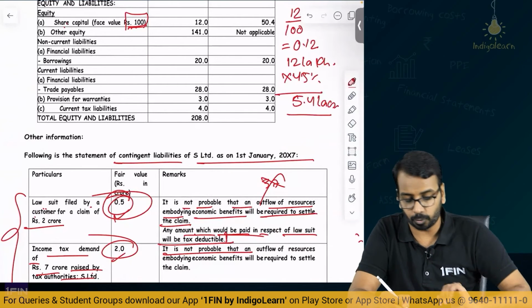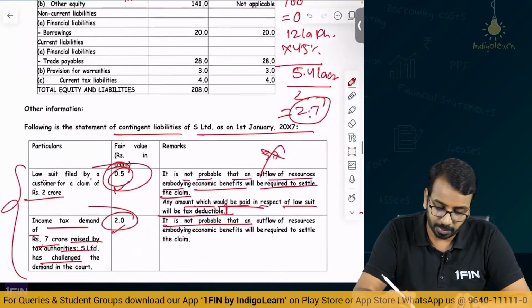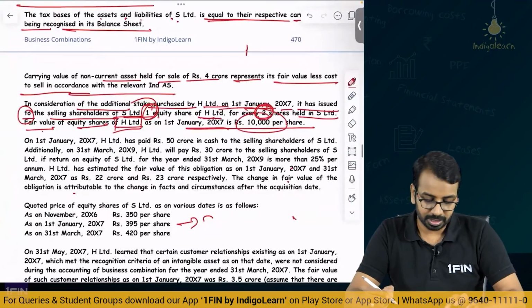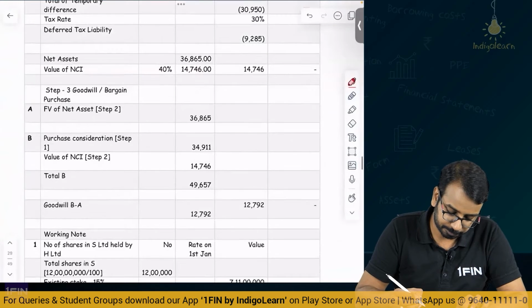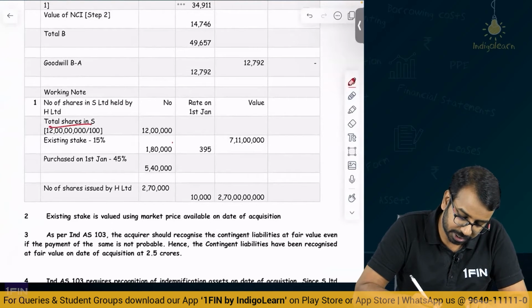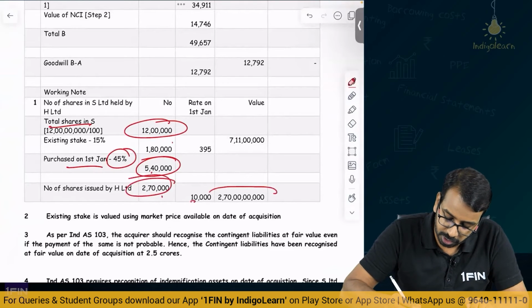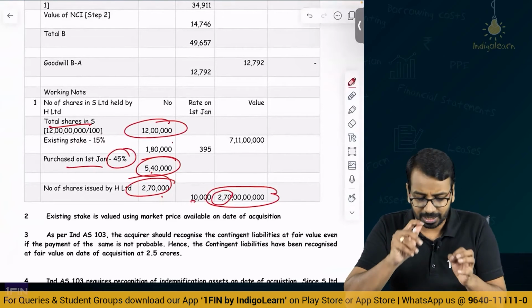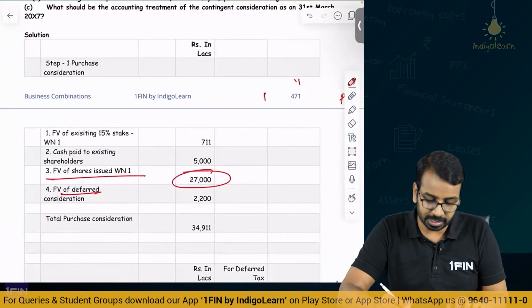Number of shares 5.4 lakhs. For 5.4 lakhs divided by 2, I will issue 2.7 lakh shares. 2.7 lakh shares multiplied by the fair value 10,000, that becomes my purchase consideration. So when you calculate the purchase consideration, fair value of shares issued, you can see the working note here. Total shares is 12 lakhs. New purchase 45%, 5,40,000. 5,40,000 shares we have issued, 270 into 10,000. This becomes 270 crores is the purchase consideration, right? Be slightly careful in calculating because of the number of zeros involved. 270 crores becomes the purchase consideration towards shares.